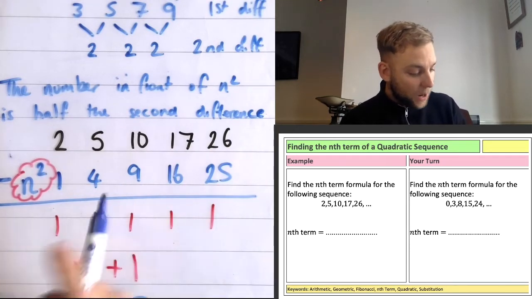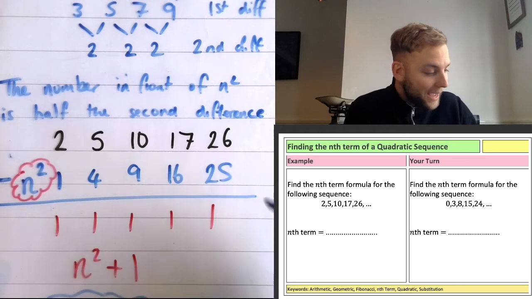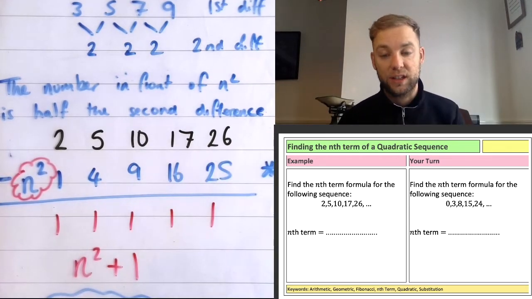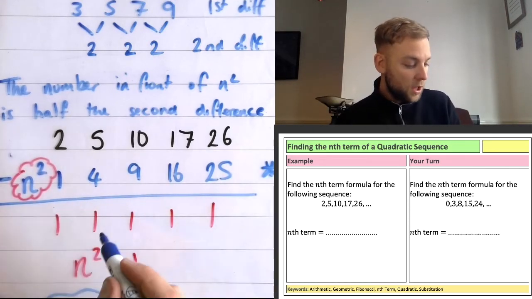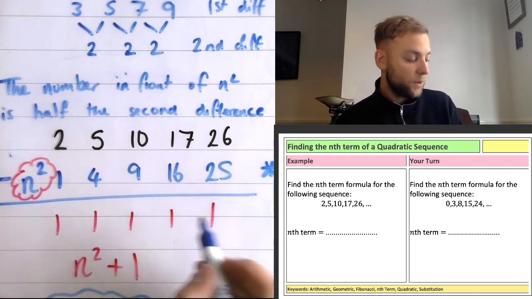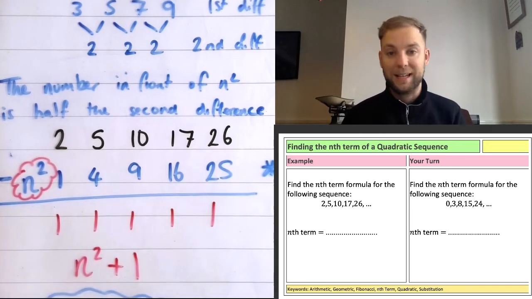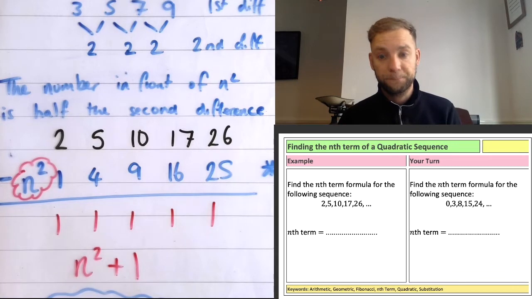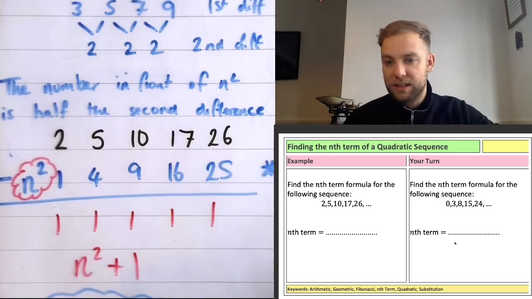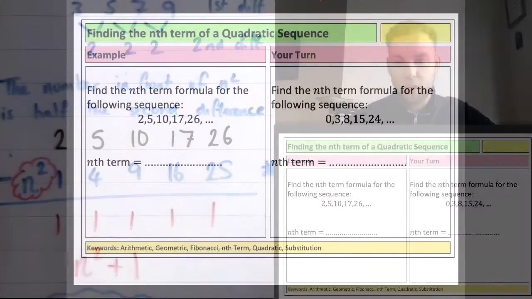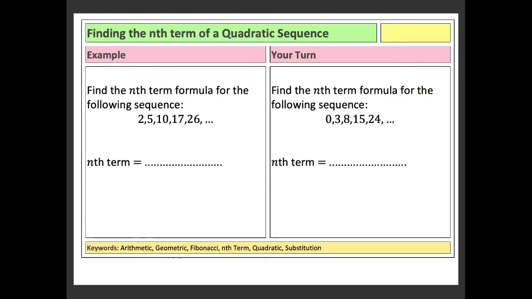And then to find out what's left over, we subtract the squared term from our original sequence to see what's left over. So in this case, when I subtracted it, what was left over was just 1, which means that it's going to be n squared plus 1. Okay, so what I'm going to suggest is maybe have a little go at that one on the right hand side. So pause now and have a little go at that one on the right.